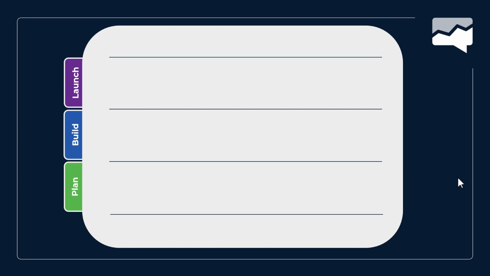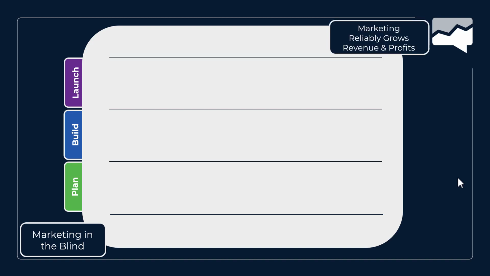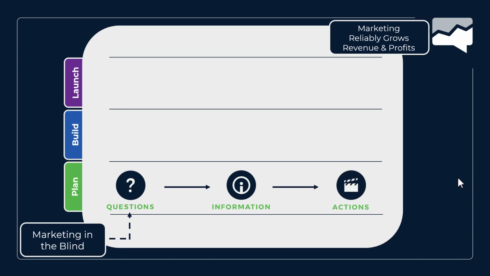Basically, we're helping you understand that everyone starts out marketing in the blind, this chaotic marketing, and everyone wants to be able to reliably grow their revenue and profits. They want to know what button to push, what lever to pull, what thing to do in order to increase whatever it is they're trying to increase: conversions, revenue, profits, all the things. In order to do that, you need to go through the steps of plan, build, and launch. In the plan, you understand the questions you need to ask, the information you need, and the actions you're going to take. This helps you make sure that you're not going down the rabbit hole asking the wrong thing, gathering the wrong information, chasing your tail, and that you're actually able to take action.